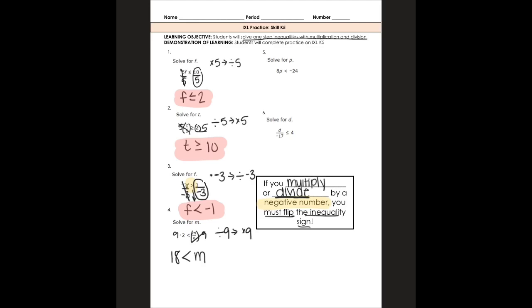Now you can type it into IXL just like this, and it'll say it's correct. If you do want to flip the m to be in front, the sign has to stay where the alligator is eating the m. So if you did want to flip it, you would have m first is bigger than 18. So both of these answers would be accepted on the program.